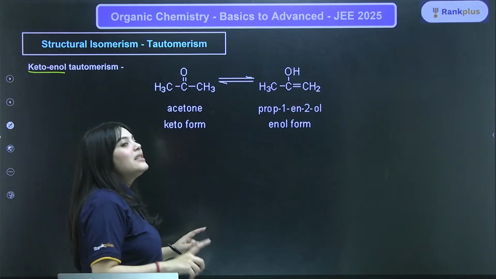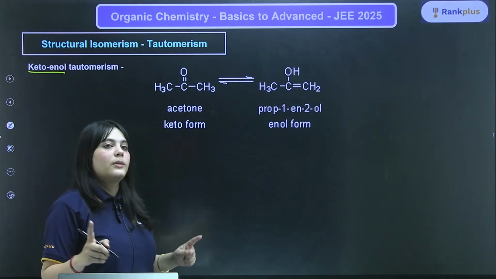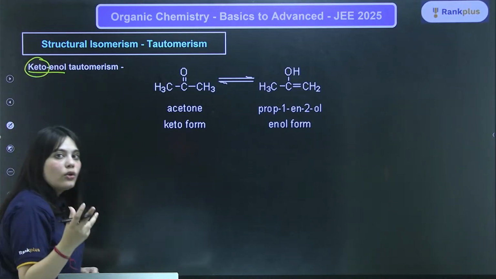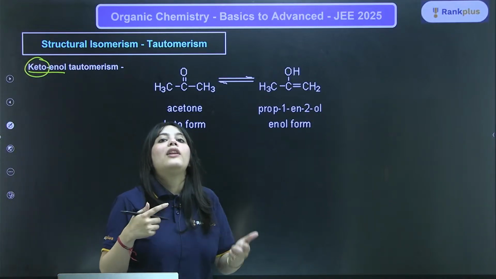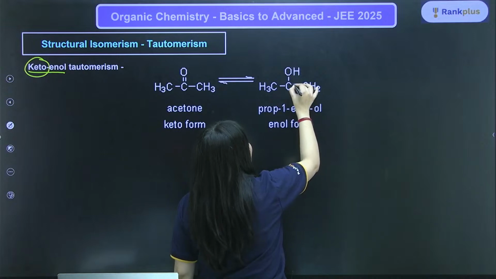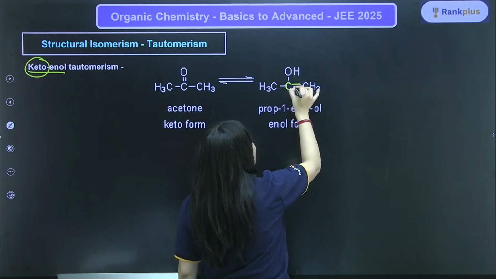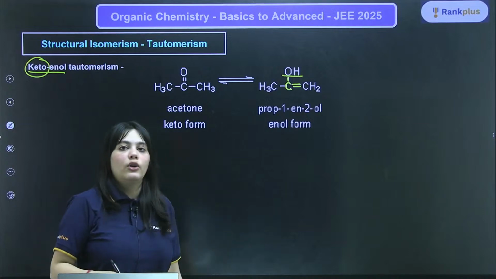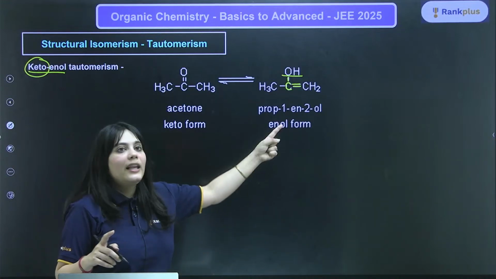So what happens in keto-enol tautomerism? As the name suggests, there will be a keto group, which is a ketone group, and an enol molecule. "En" means the carbon which has the double bond, and on that same carbon there is an "ol", which is the alcohol group. This is called keto-enol tautomerism.